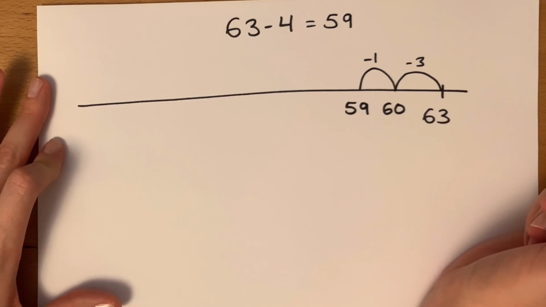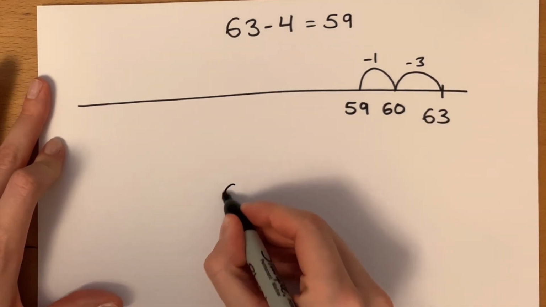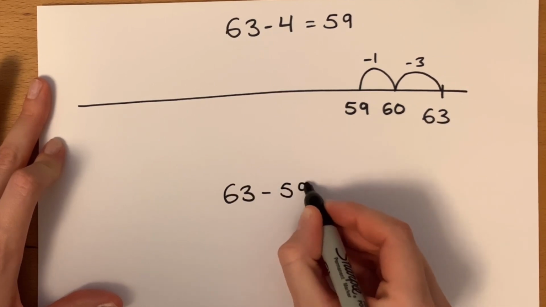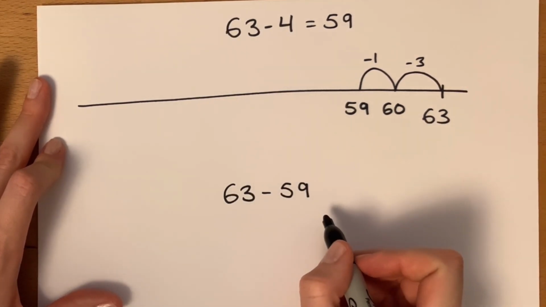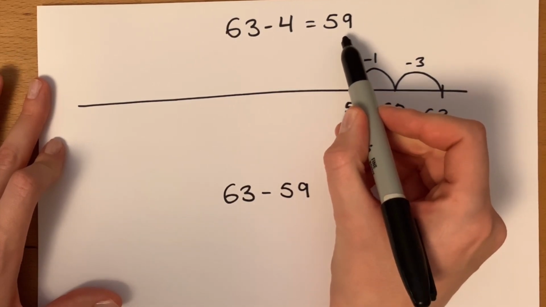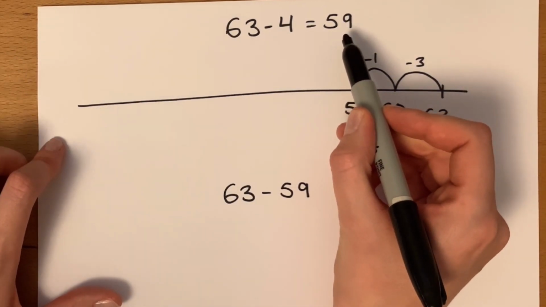The next equation I'd like you to solve is 63, so the same starting number, minus 59. So you might use a similar strategy to what you used in the first equation, or you might use a different strategy. So pause the video, and I'd like you to solve that equation.